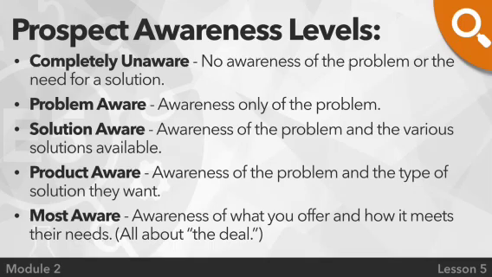Then we've got the next level up, solution aware, aware of the problem and aware of the various solutions, right? Now they may be doing searches on what is better, chiropractic or massage for low back pain? What is the downside of massage? What are the benefits of chiropractic care for low back pain? They're now exploring which of the different options at their disposal is most appropriate for their needs. Then we've got the product aware, right? Awareness of the problem and the type of solution they want.